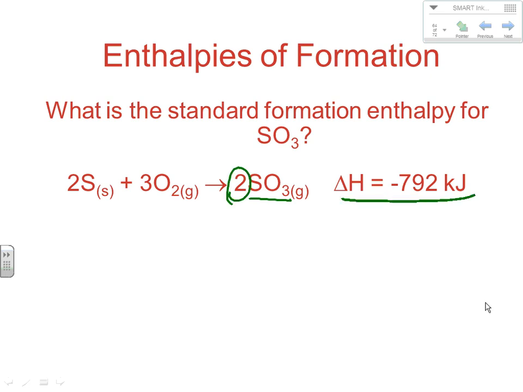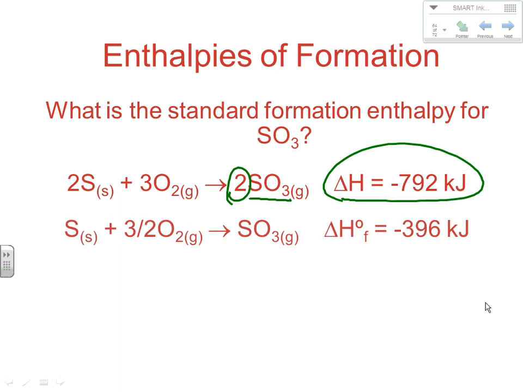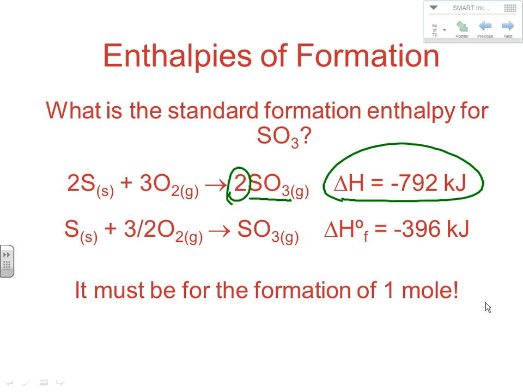So this energy is not our formation enthalpy. But to get it, all we really need to do is divide by 2. And remember, as an extensive property, if we have half as much, that means we cut the energy in half as well. So this would be what you see in the table for the formation enthalpy of SO3. And that's why it wasn't this original number, because that wasn't for forming 1 mole, it was forming 2 moles.